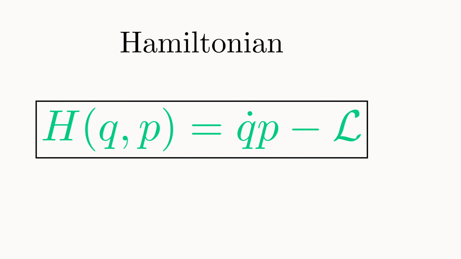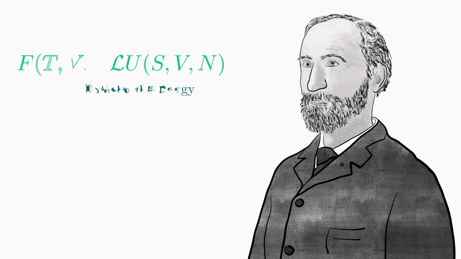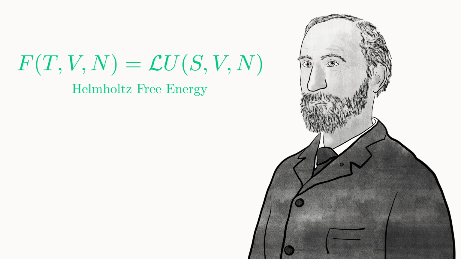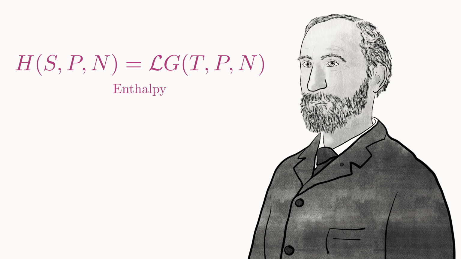After another 40 years or so passed, in 1878, Josiah Willard Gibbs would use Legendre's transform to generate three extremely useful thermodynamic quantities out of the internal energy. Amazingly, what makes all of this possible is just one main idea.